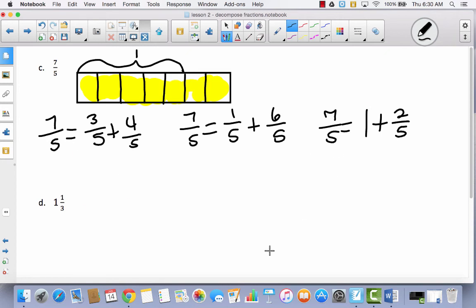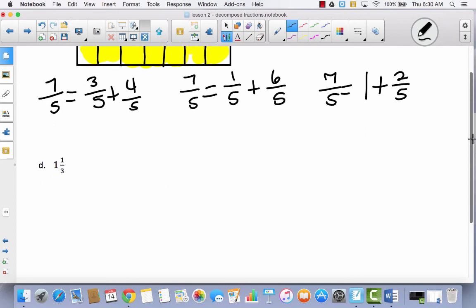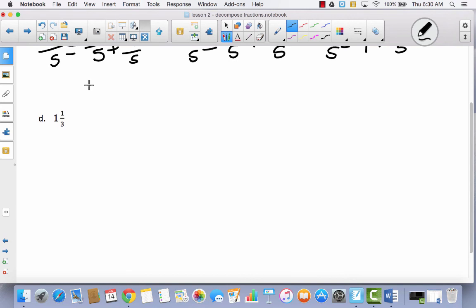Okay, so D is just a little bit different. The only thing that's different with D is that instead of making this an improper fraction, they made it a mixed number. And that's okay, we can do this. So let's go ahead and draw our tape diagram. And again, I'm going to have one whole, and then I'm going to have an additional third. So I'm going to go ahead and mark off the part that's going to be my whole. So I'm going to use my pencil, and I'm going to label this one whole.